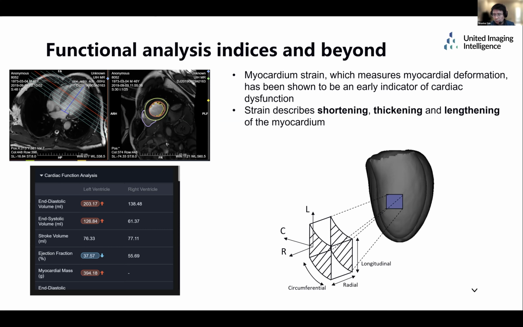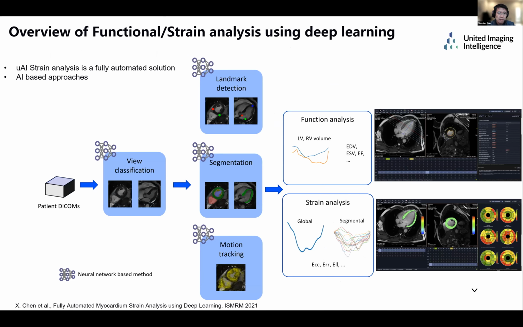Since for CMR all the acquisition is 2D, such as the short axis data and the long axis data, all those video data are acquired in 2D form. So for myocardium analysis, usually we decompose the strain into 3 directions: longitudinal strain, radial strain, and circumferential strain. We came up with a fully automated solution using deep learning for several components in the entire analysis workflow.